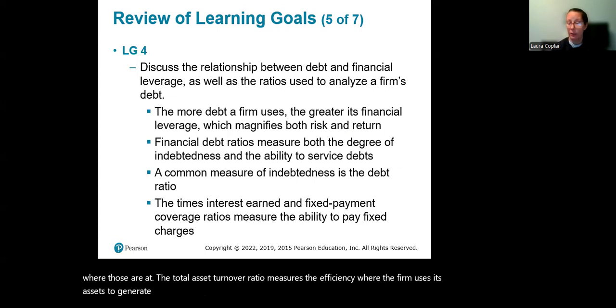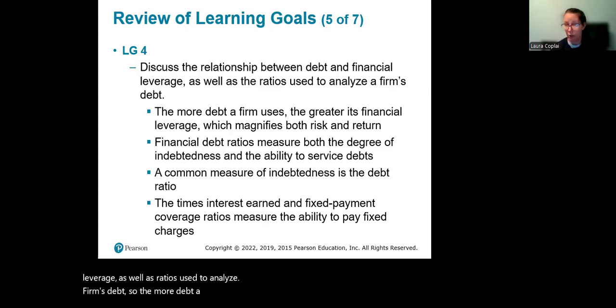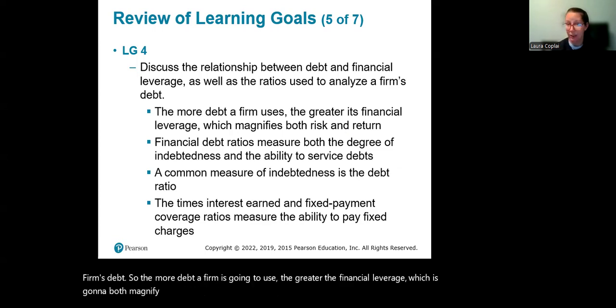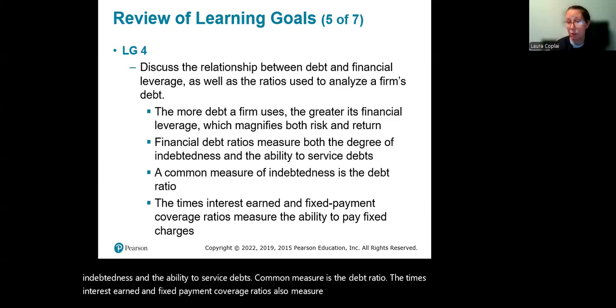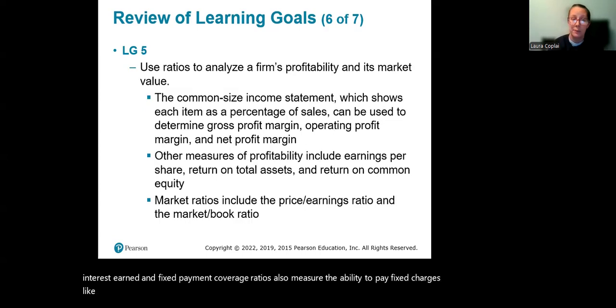We also looked at the relationship between debt and financial leverage, as well as ratios used to analyze the firm's debt. So the more debt a firm is going to use, the greater the financial leverage, which is going to magnify both the risk and the return. Financial debt ratios measure both the degree of indebtedness and the ability to service debts. A common measure is the debt ratio. The times interest earned and fixed payment coverage ratios also measure the ability to pay fixed charges, like your leases.